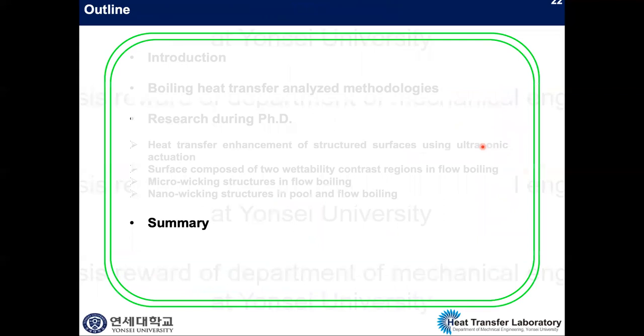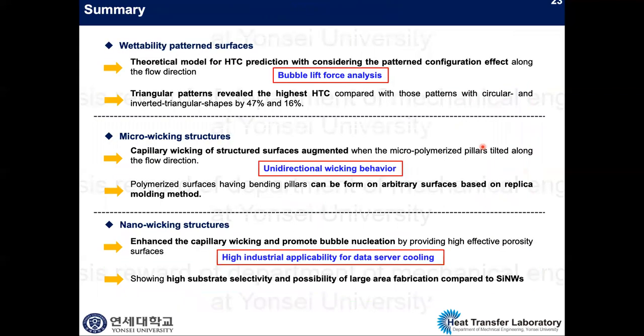And now I'll summarize our findings based on my PhD thesis. Firstly, I created surfaces composed of two wettability contrast regions to investigate the effects of surface wettability and pattern configuration on heat transfer under flow boiling conditions. I also proposed a theoretical model considering the Marangoni-type forces of various pattern shapes to determine the underlying mechanism of heat transfer enhancement of patterned surfaces along the flow direction.